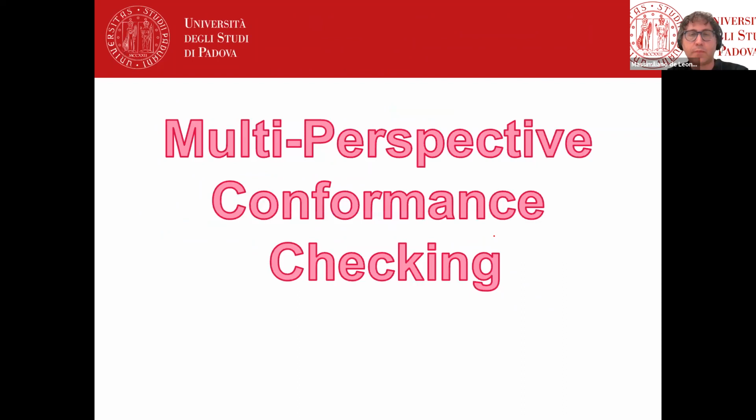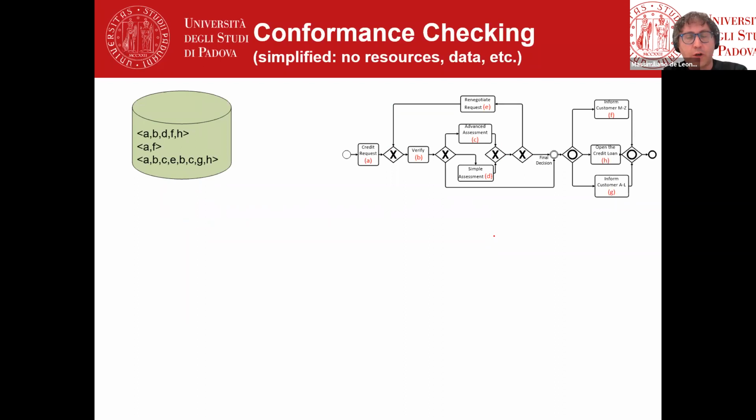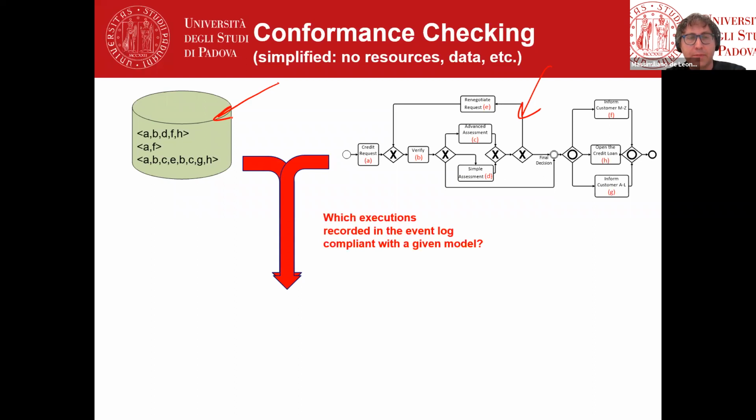I will start by talking about conformance checking. For those of you who are not familiar, I'll simply summarize what it is. Here I'm simplifying, and only focusing on the control flow, which means the ordering with which activities are executed. Let's suppose that we have a model that tells you how the process is supposed to be executed, the to-be model, and then we have the executions that are occurring in reality. Conformance checking aims at verifying whether the executions recorded in the log are compliant with the model that specifies what is allowed and what is not allowed.